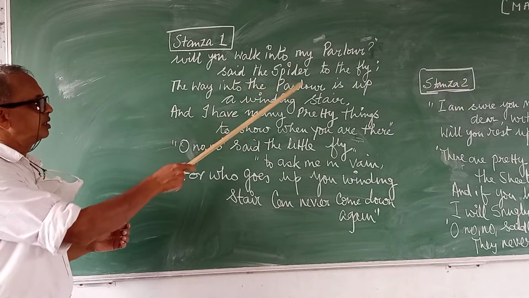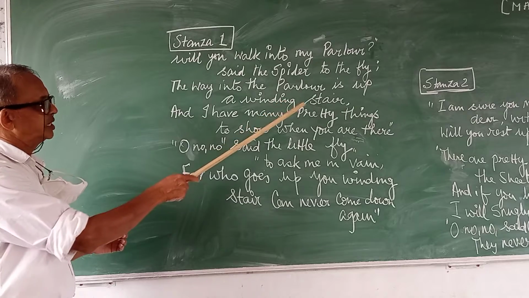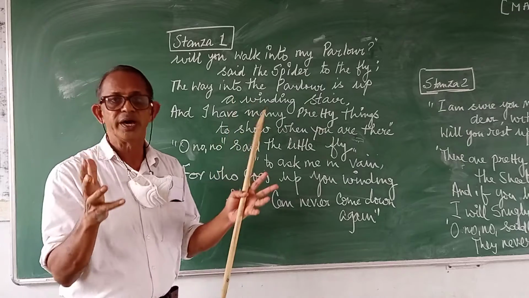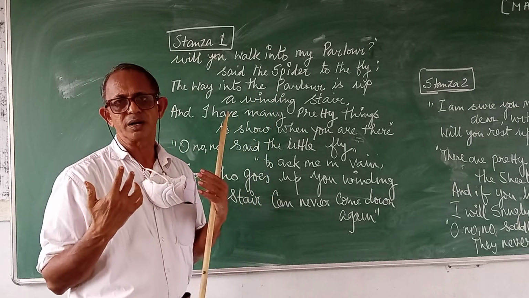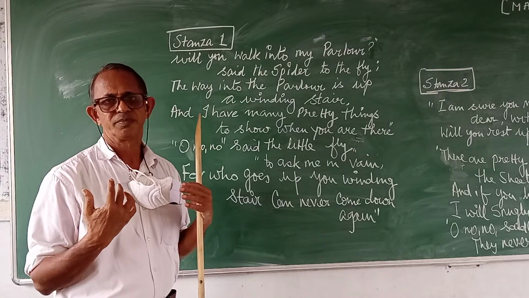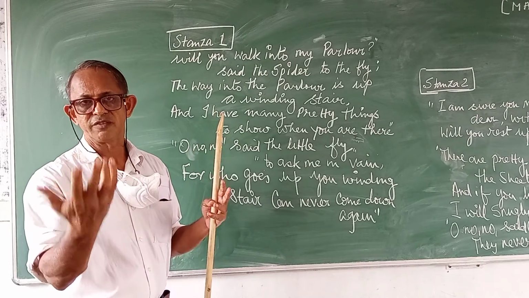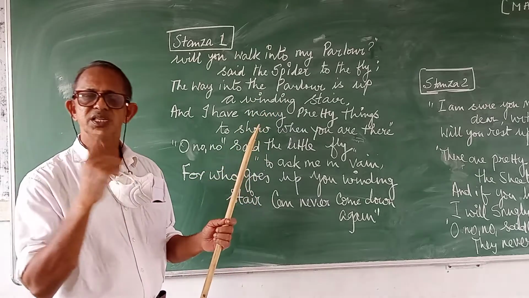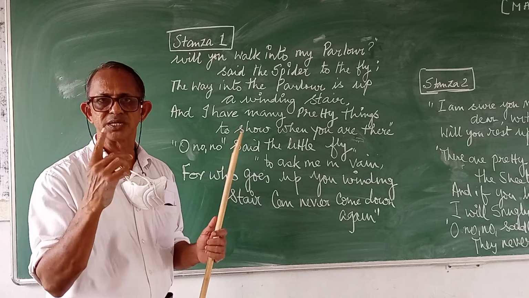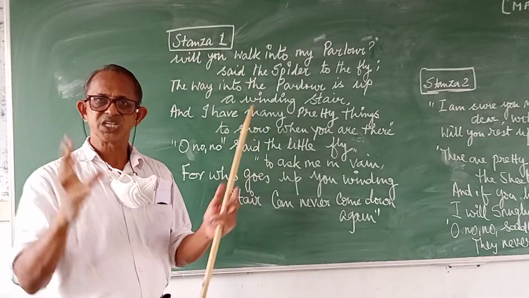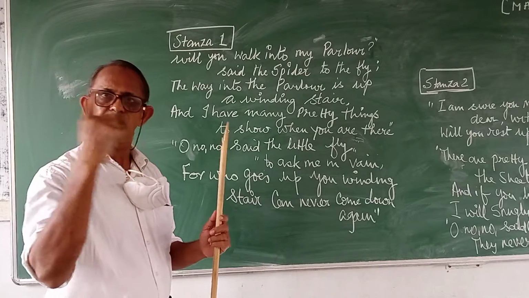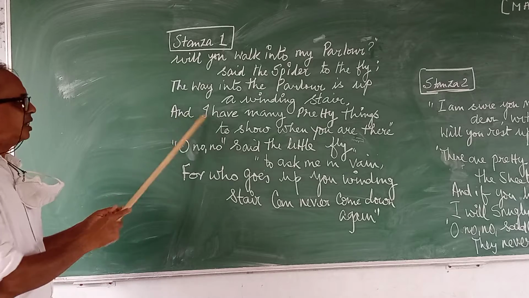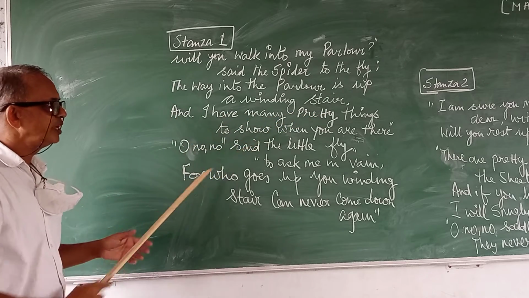The way into the parlor is up a winding stair. Now the spider is telling, oh fly, will you walk up into my space? The spider says to the fly, my place is just up a winding stair. If you come winding up the stair, you can find my place. And I have many pretty things to show when you are there.